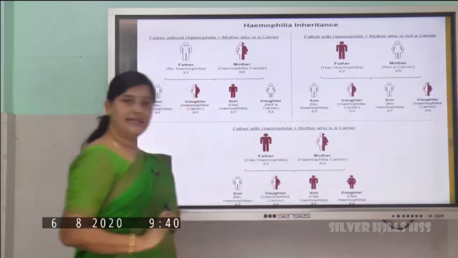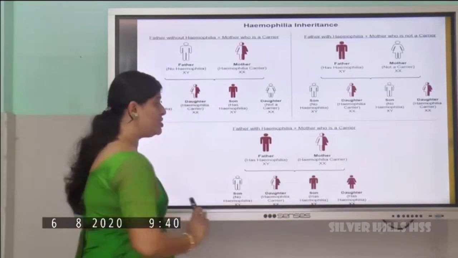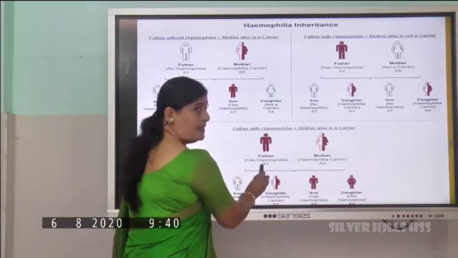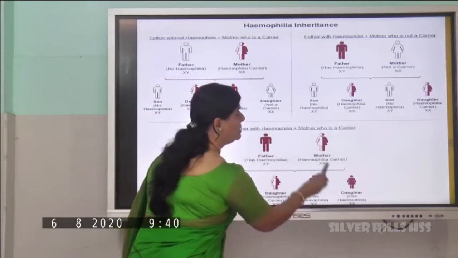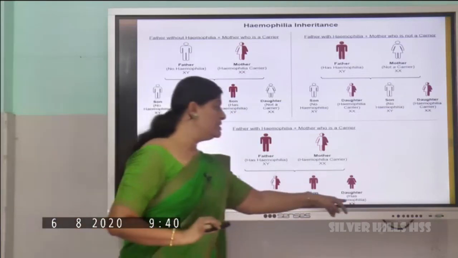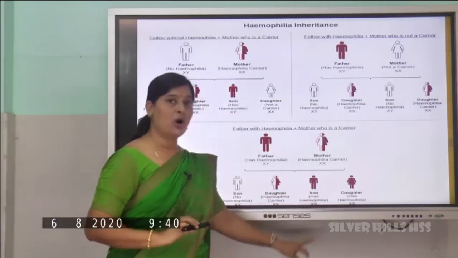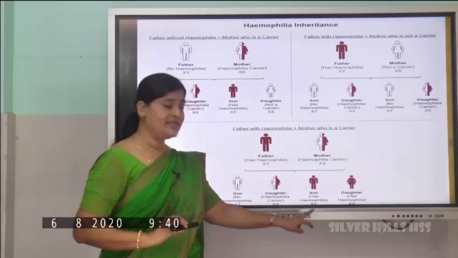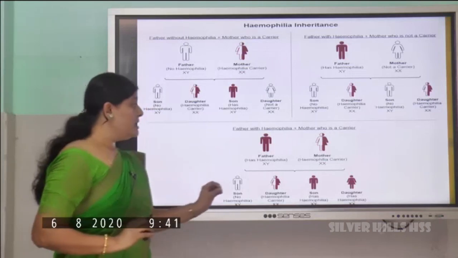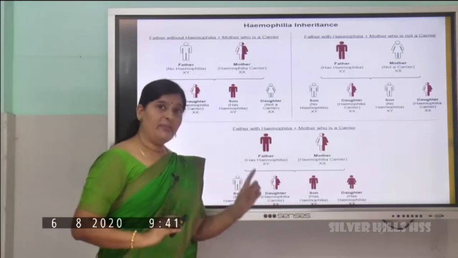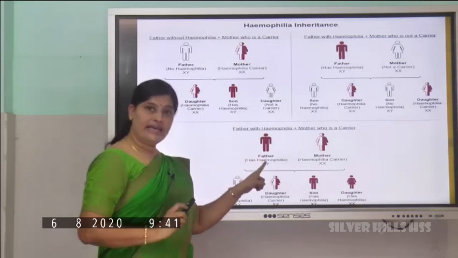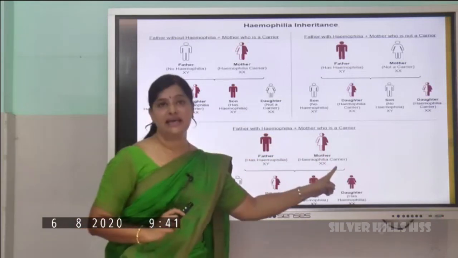What about the last case? See, daughter. This daughter has got defective X. This X from father and this hemophilic X from mother. So this daughter has both the X chromosomes with the defective gene, isn't it? So the daughter will become hemophilic. So what is the conclusion? The daughters will become hemophilic only when the father is a hemophilic person and the mother is a carrier.